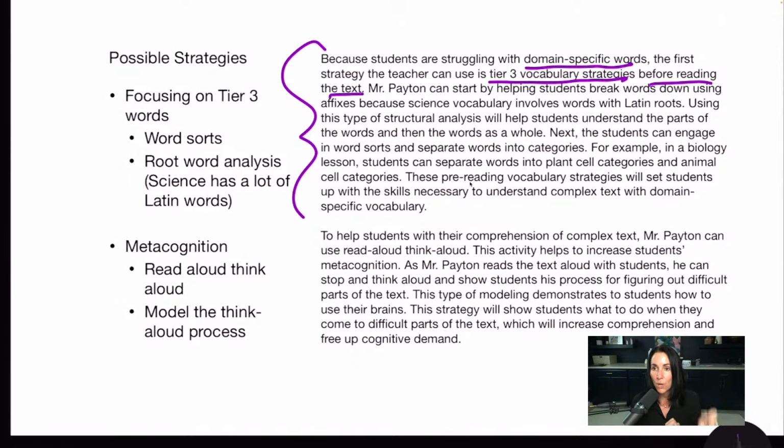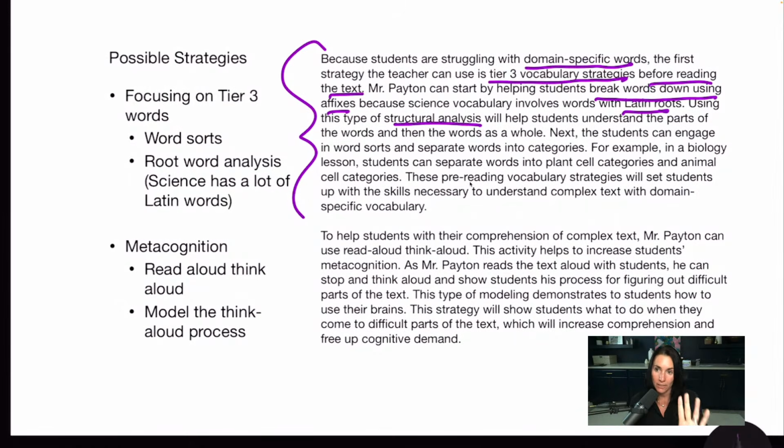Now I get into, well, what do those strategies look like? Now I got to dig down deeper. So we're going to do this by breaking down words using affixes because science involves words with Latin roots. Using this type of structural analysis is breaking down the word. You could also say morphological analysis or morphology exercise will help students understand the parts of the words. And then I go one more. I could have just done this. You could just do that and you would be fine. But I wanted to have a couple examples here for you guys.